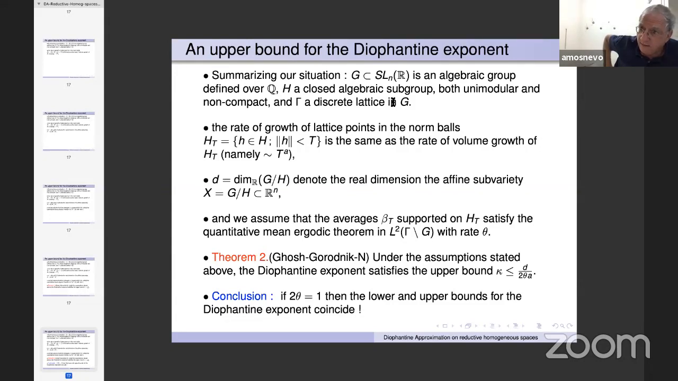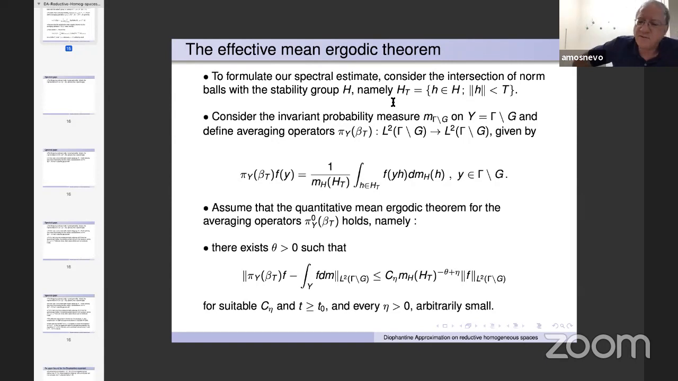Okay, so what does that mean? If we go back to our mean ergodic theorem and we pay attention to the fact that 2 theta equals 1 if and only if theta equals 1/2, then we see that the rate of decay in the effective mean ergodic theorem is 1 over the square root of the volume.